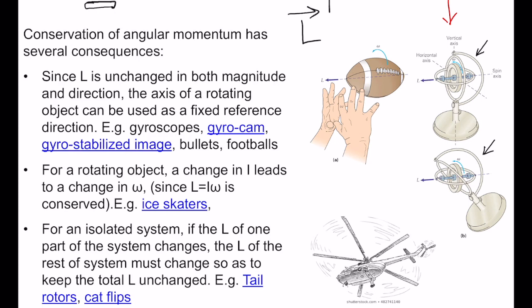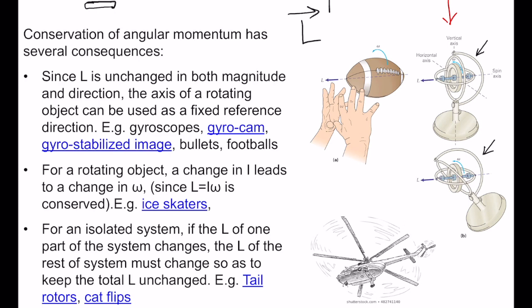And so by the time it emerges from the barrel of the gun, it has a pretty high spin, so it has a large angular momentum. Since the external torque on it due to friction and air resistance is very, very small, the angular momentum of the bullet is essentially conserved. And so its angular momentum vector keeps pointing in the same direction, and the bullet maintains its orientation.